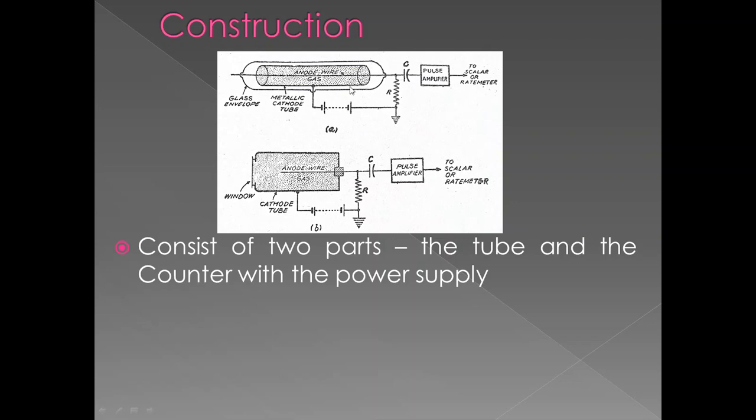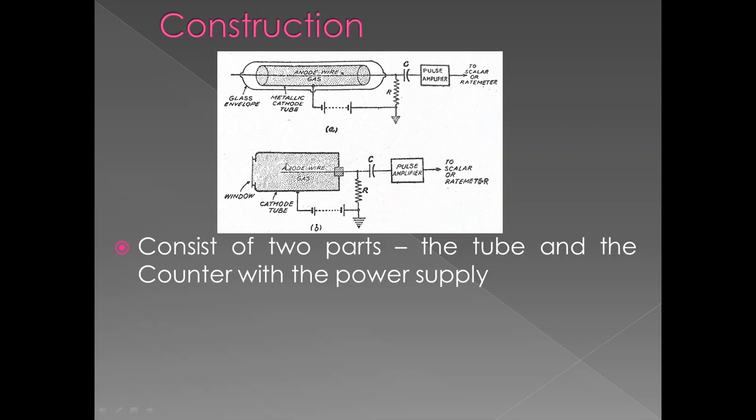So the first one is a kind of metallic cylinder, which is a cylindrical cathode enclosed in a glass envelope, and a fine tungsten wire. This is the tungsten wire which serves as the anode. The rays or the particles to be detected enter the Geiger-Müller tube through the glass envelope.